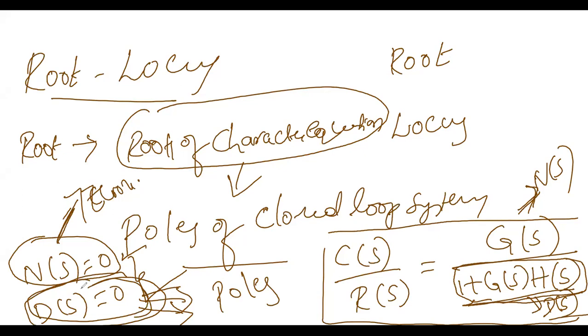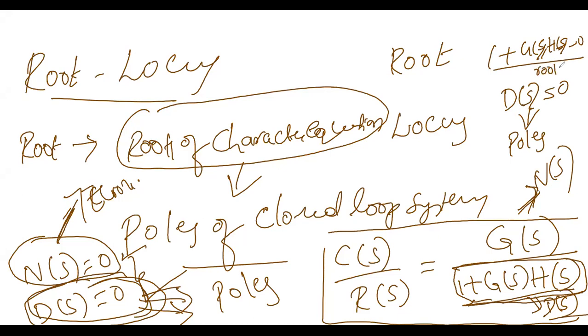Yes, sir. The roots of the characteristic equation 1 plus G(s) into H(s) equal to 0 are nothing but D(s) equal to 0. D(s) equal to 0 gives us poles. The roots of the characteristic equation must be poles of the closed loop system.